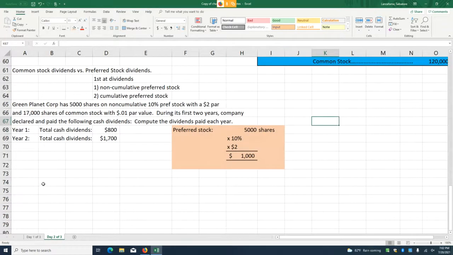So now let me set up a little chart. Let's go year 1 and year 2.